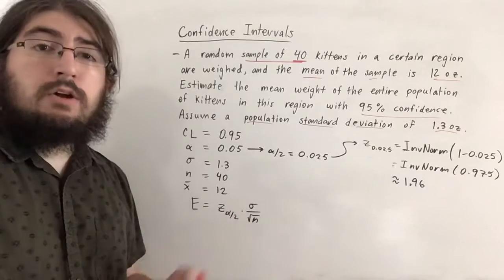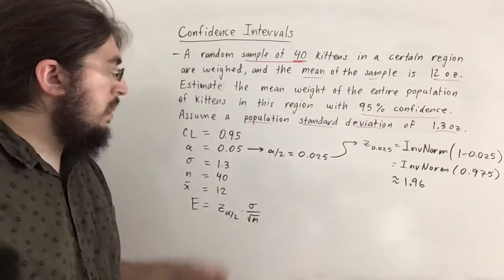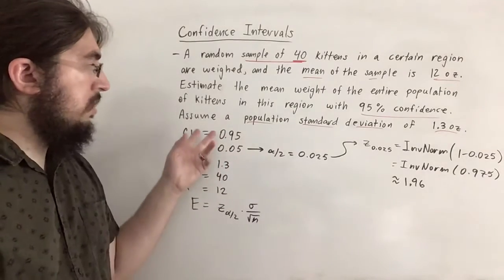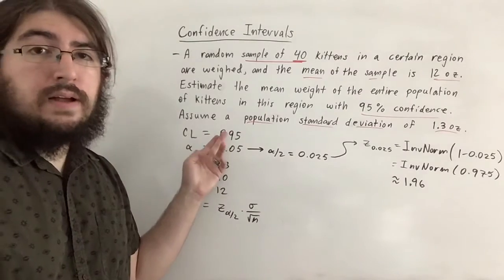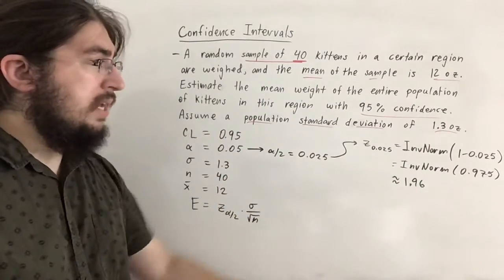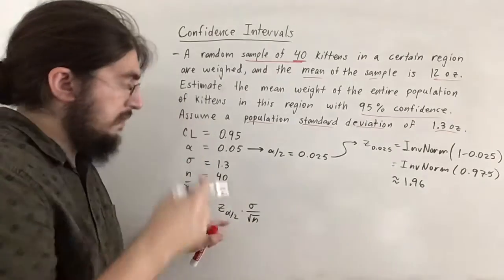This wasn't the only way I showed you how to find z using inverse norm. We could have also done 1 plus this over 2 inside of the inverse norm. If you add 1 to 0.95, you get 1.95, and if you divide 1.95 by 2, you'll indeed get 0.975. So regardless, we'll get the z value for our z sub alpha over 2.